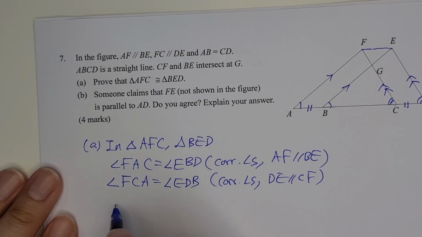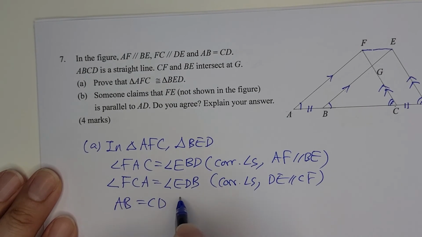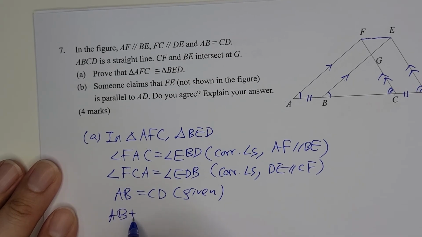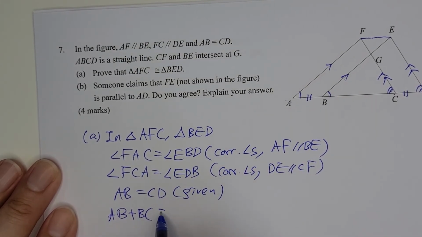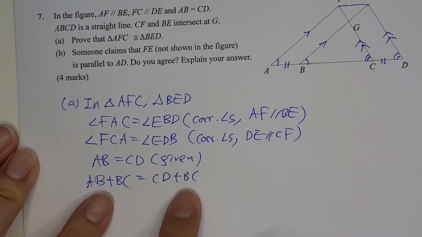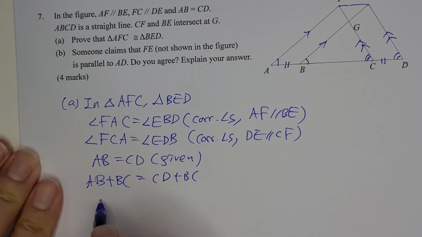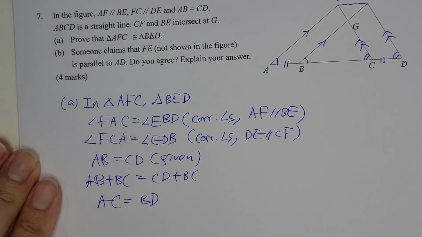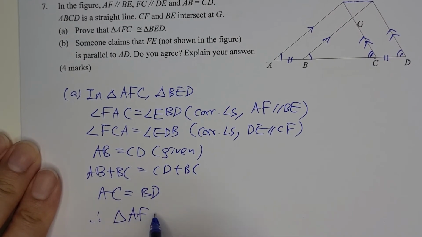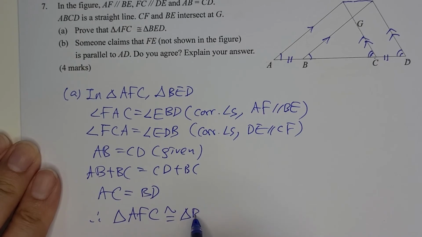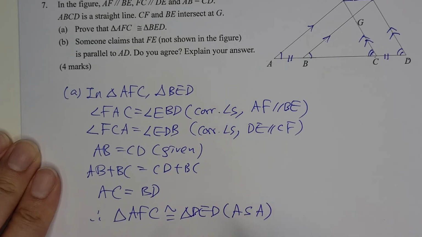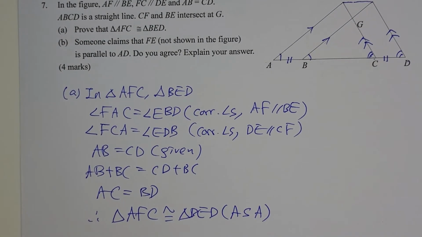And the third one, since AB equals CD given, add both sides the middle one BC, the overlap length would also be the same, right? Just add both sides BC based on the equation. Hence AC equals to BD. And therefore you can claim that triangle AFC is congruent to triangle BED. Reason, AAS. So let's finish part A.